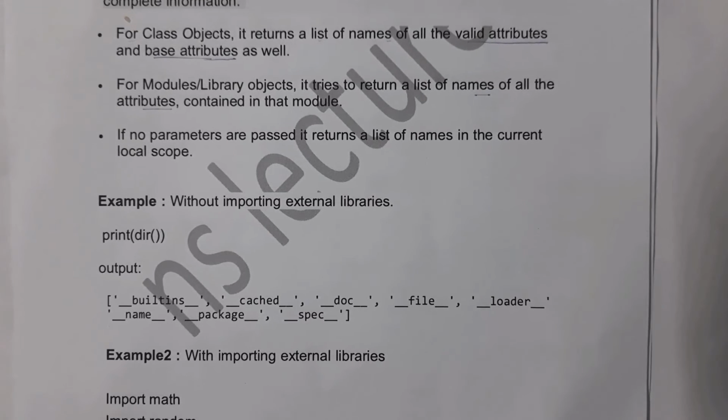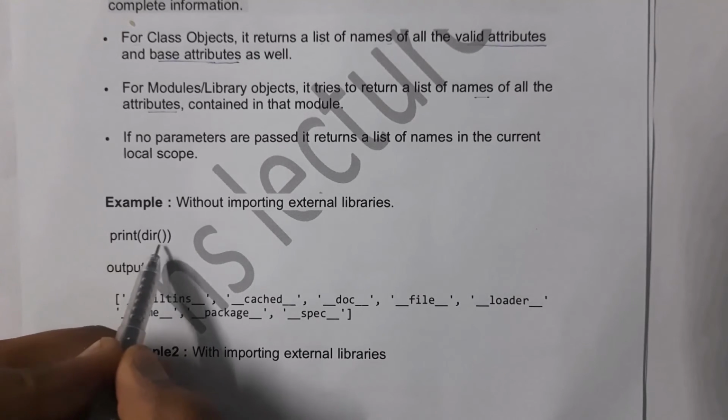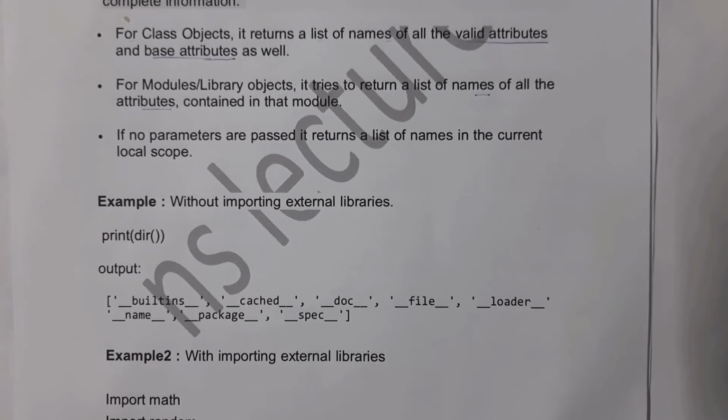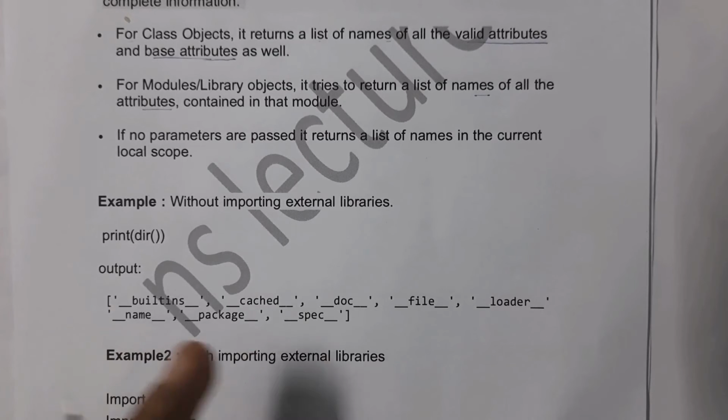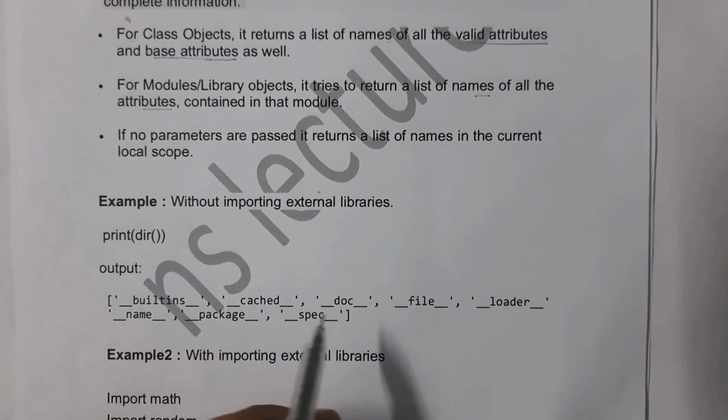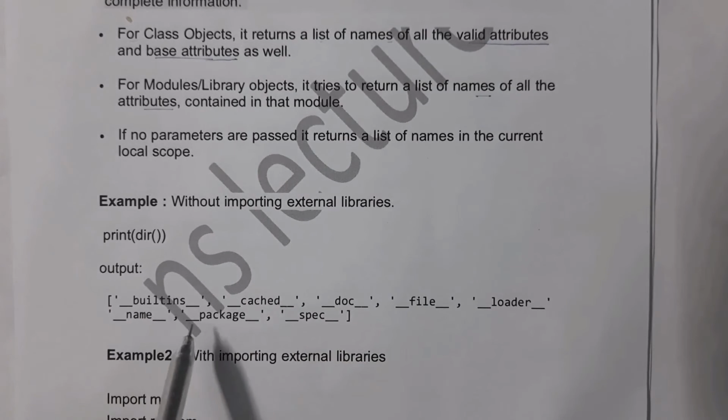This is an example. Here I am not importing any external libraries. Just I write here print dir. Whenever you write print dir, this is my output. It will print all those attributes. They are built-in attributes: doc, file, name, package, and so on.